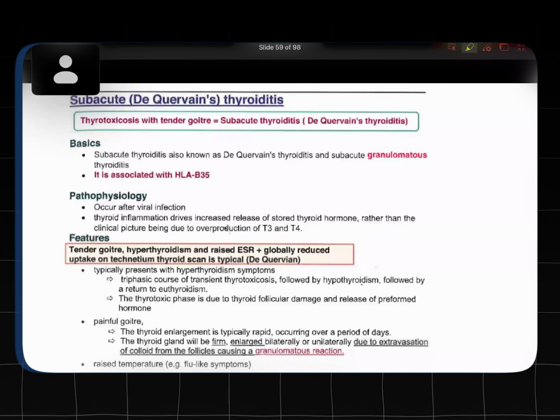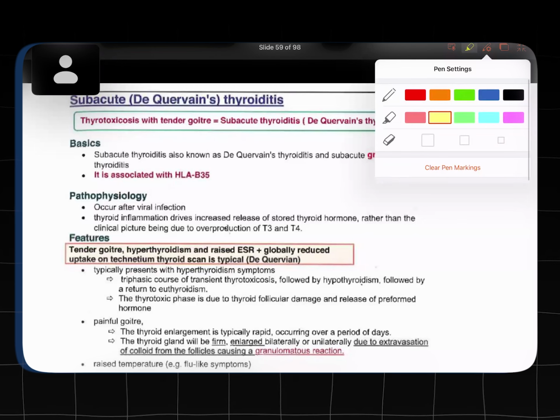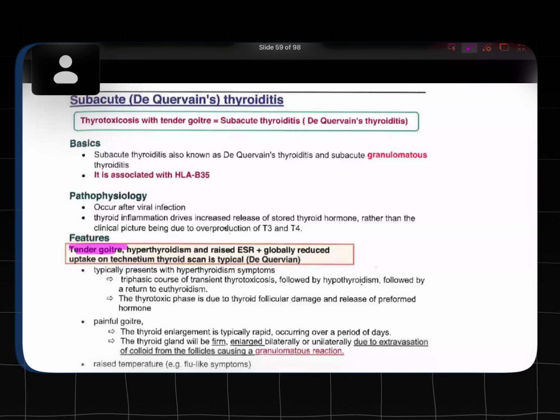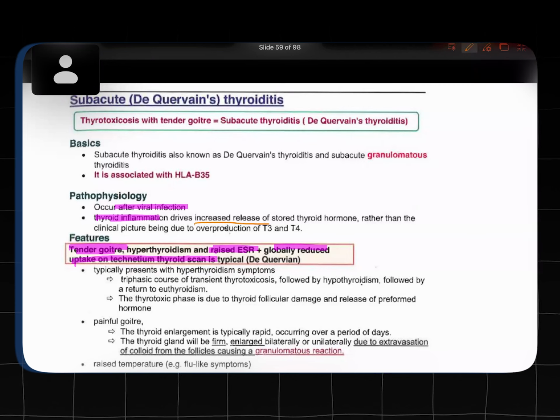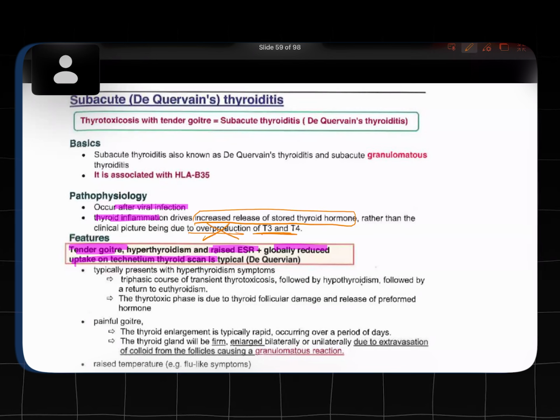So we have discussed postpartum thyroiditis. Now the time has come to discuss De Quervain thyroiditis. The clinical features which will always be given if they want this to be the answer are: tender goiter, raised ESR, globally reduced uptake on technetium scan. Diagnosis is De Quervain. Thyroid inflammation, usually after viral infection. And just like in the postpartum state, increased release of the thyroid hormone occurs. So there is a T3, T4 rise, but overproduction does not occur. There is no overproduction. It is just an increased release.